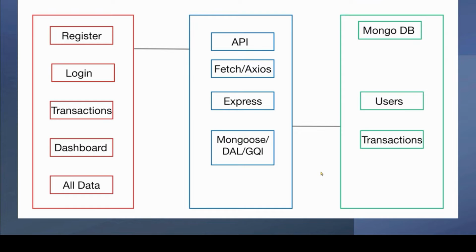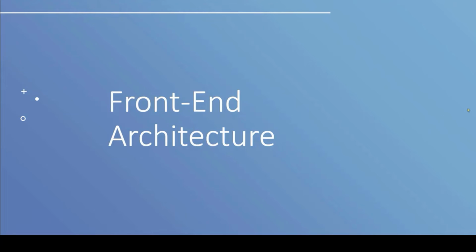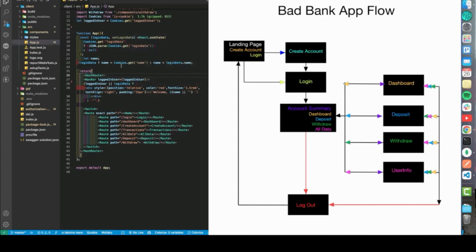Part of the project that I worked on, I started to use Mongoose schema and GraphQL. I also use the data abstraction layer that the course has presented us. In my MongoDB, I have two sections, users and transactions. The user can access the website through these routes. I have the dashboard, create account, transaction, all data and deposits and withdrawals.